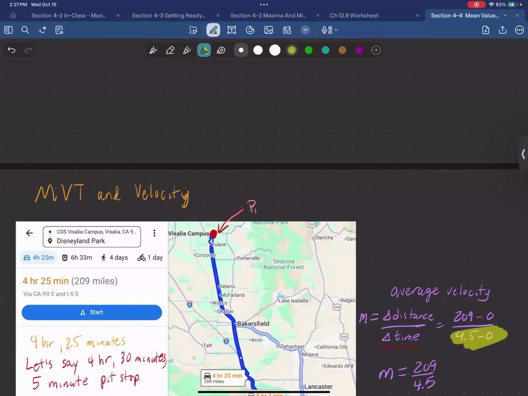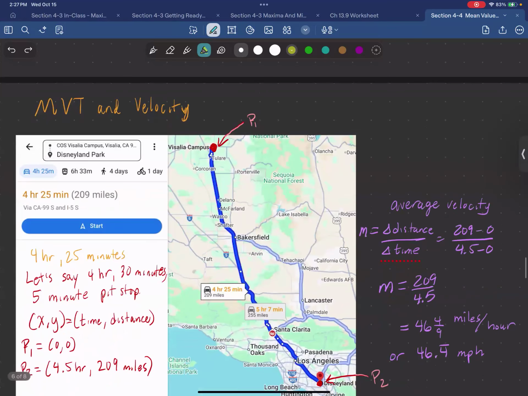So average velocity is like the average distance over the average time. And we calculate that by doing the subtraction in the distances. I've got a starting point of 0, 0.